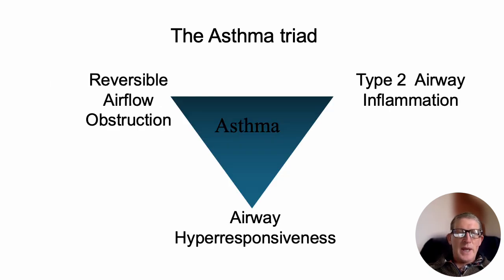The first thing to say is the three key tenets of asthma, what I call the asthma triad, are reversible airflow obstruction, either spontaneously or as a result of treatment like a beta agonist, type 2 airway inflammation, and airway hyperresponsiveness.